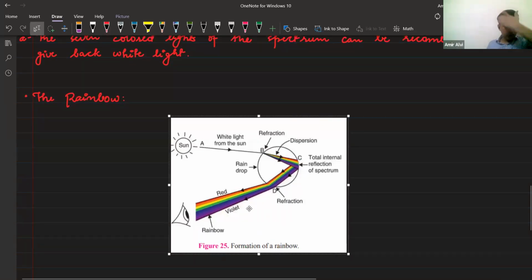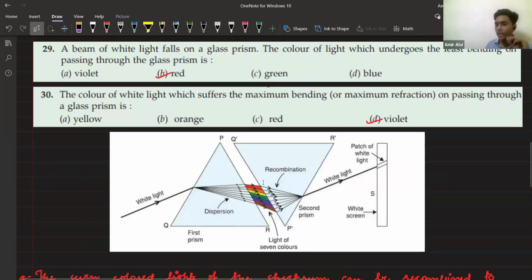Is this visible? Sunlight is coming from the sun and it refracts because outside is air and inside is water, so there is a change in medium and it will refract. After refraction, as you can see, white light splits into 7 colors due to different speeds. After this, the light ray directly comes to the eye. The recombination happens only at a very small scale, not that much recombination happens.